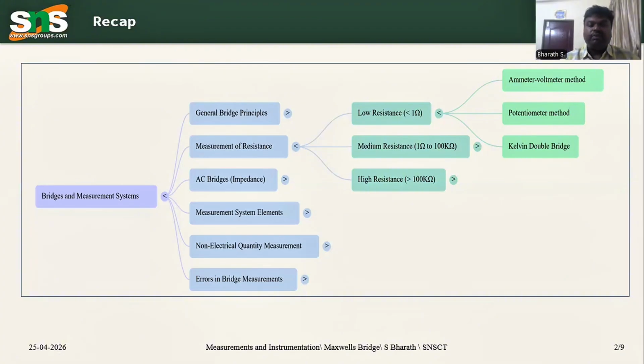And today we are going to discuss the next topic of AC bridges, how AC bridges are going to be used for the measurement of impedances in a system where an electrical system works.